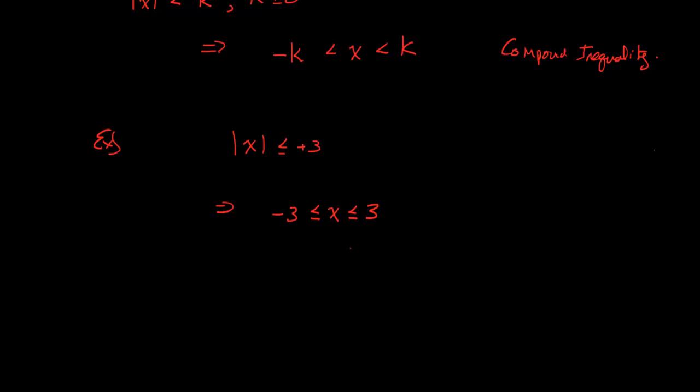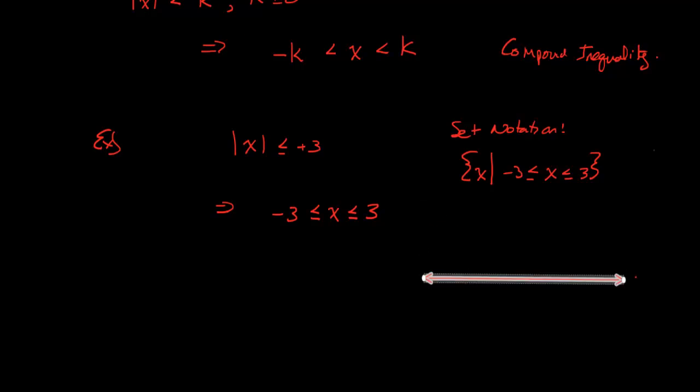But remember, we must write our solution in terms of an interval or set notation. Writing this as set notation is relatively simple. We're just going to write the set of x such that negative 3 is less than or equal to x, which is less than or equal to positive 3. If you want to write it in interval notation, I always recommend graphing it and using a number line.